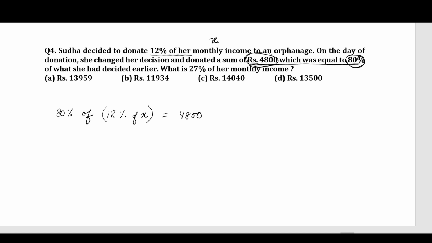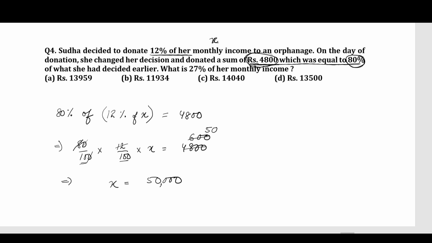Solving, 80 by 100 into 12 by 100 into x will be equal to 4800. Zeros cancel, 8 sixes are 48, 12 into 5, so x is 50 into 1000, which gives 50,000. So her total monthly income is 50,000.